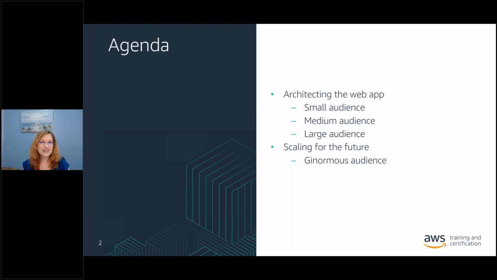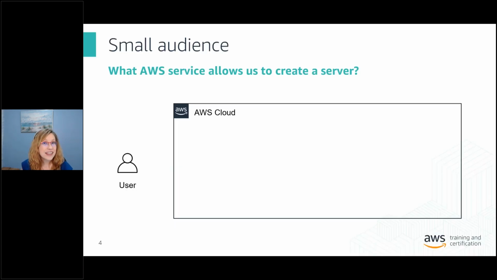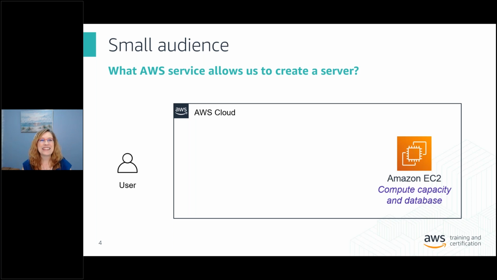All right, let's start with that very, very small audience, an audience of one. So when we jump into this, the first question is, which AWS service is it that allows us to host a server on AWS Cloud? Yeah, it's Amazon EC2, our Elastic Compute service. This service will allow us to create a virtual server in the cloud for which we can install our web application itself, as well as the database that will be supporting that web application.